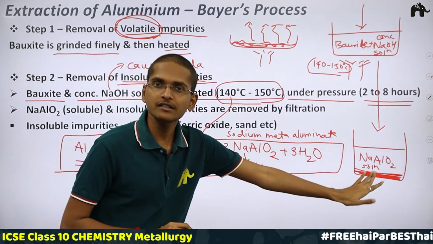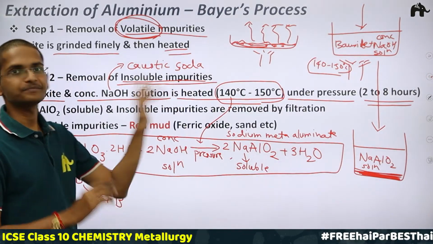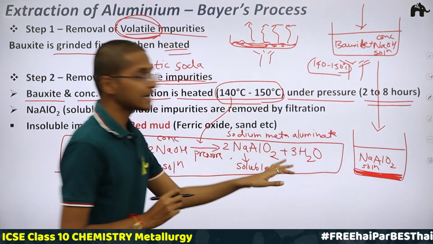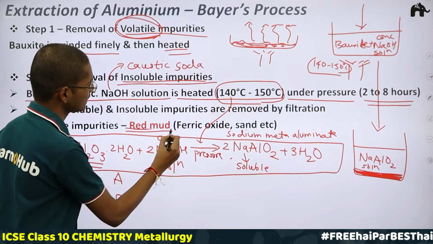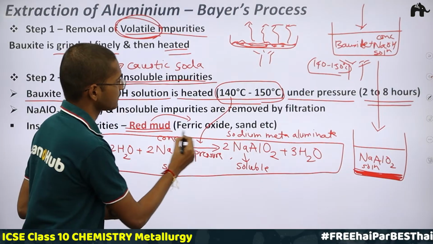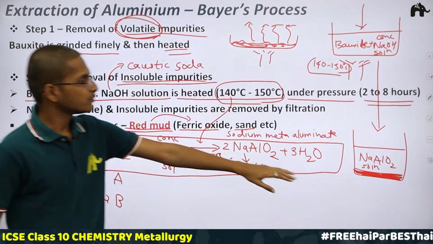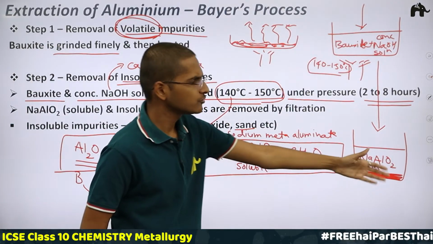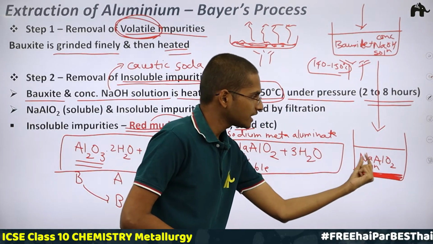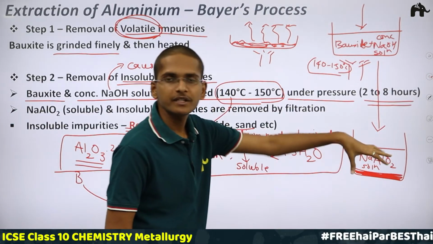So what we would do is simply discard this insoluble part, and this is where we have removed the insoluble impurities. Clear? Now this insoluble part is actually called red mud because it is red in color, because of the ferric oxide. So this red mud has ferric oxide, sand, etc. How would we remove it? By filtration. We would filter out the entire thing, we would get this NaAlO2 solution, and the impurities would remain in the funnel itself.